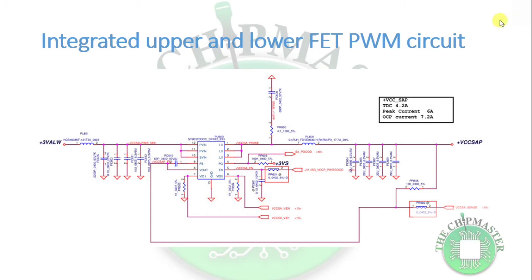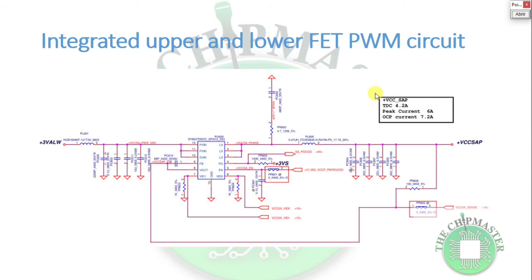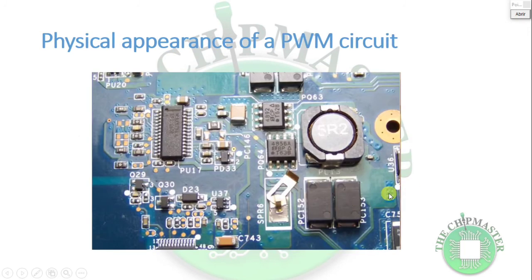But if you measure here with an oscilloscope on the front end, you will see pulses, right? And on the output, it's smooth. It's the same technique, the same principle. It doesn't change, just that the MOSFETs are integrated inside of the chip. Most of the newer model laptops have this power supply delivery using an integrated upper and lower MOSFET PWM chip.